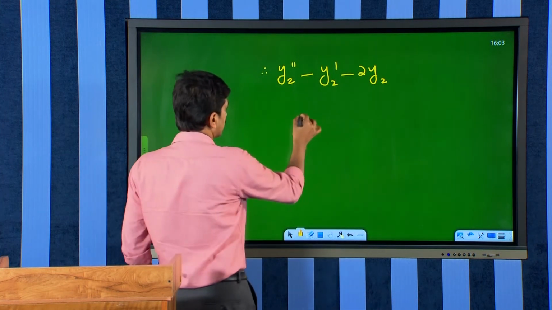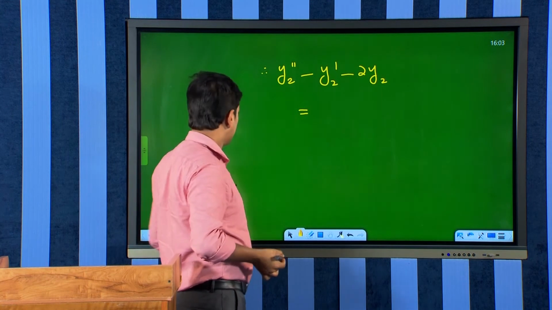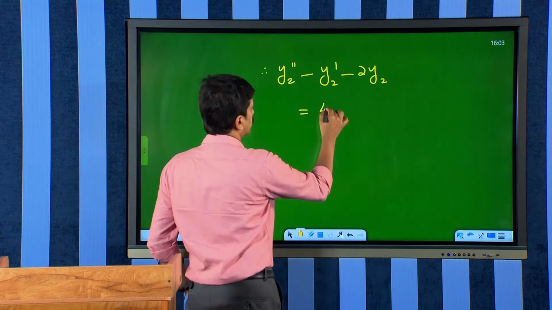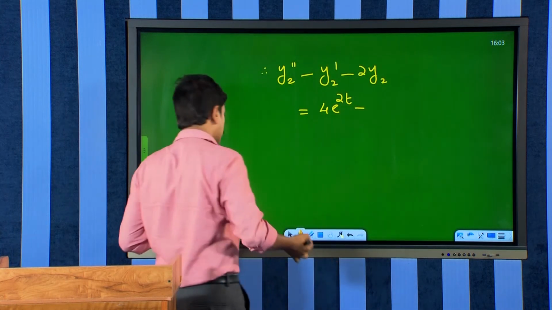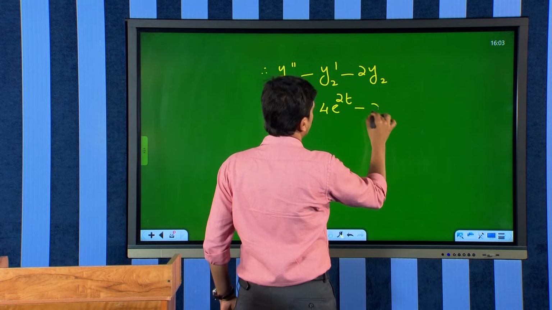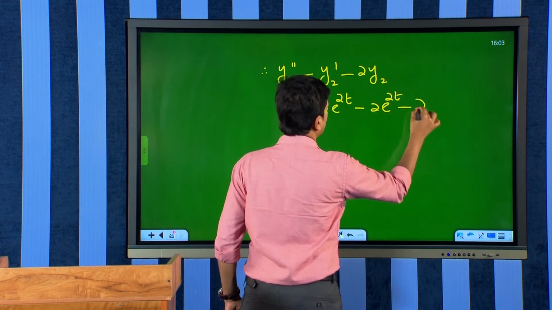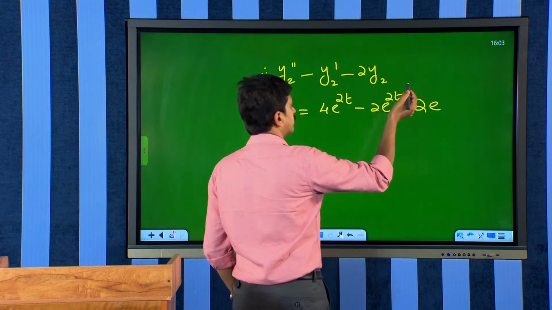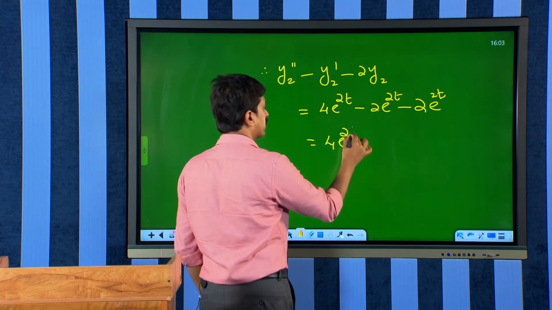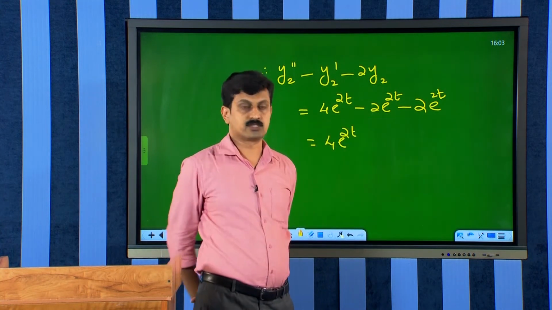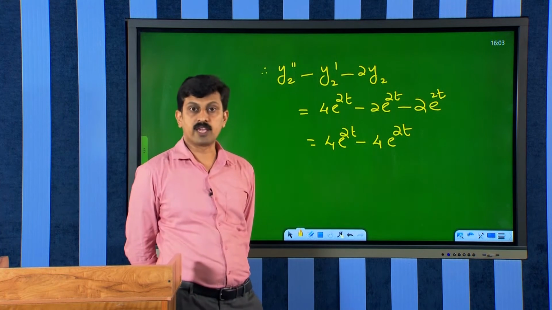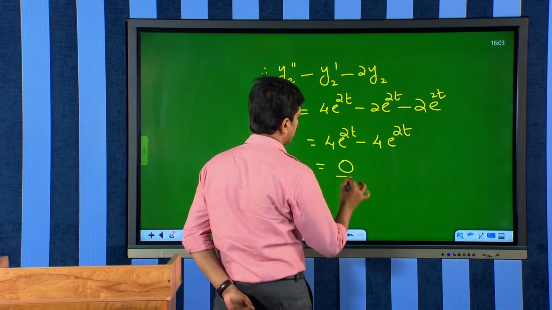So y2 double dash is equal to 4 e raised to 2t. 4 e raised to 2t minus y2 dash, that is 2 e raised to 2t, minus 2 e raised to 2t, that is equal to 4 e raised to 2t minus 2 e raised to 2t minus 2 e raised to 2t, that is equal to minus 4 e raised to 2t. Okay, this is equal to 0.